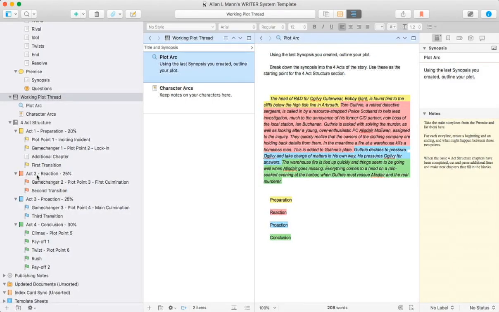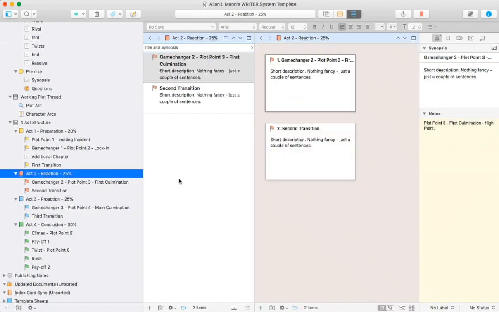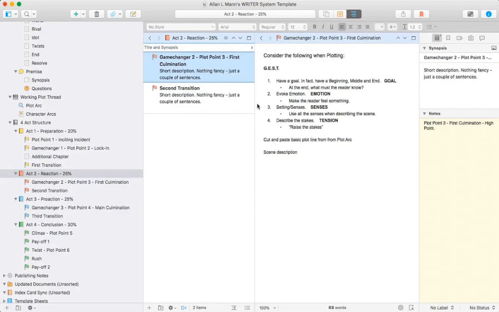And you would do the same for Act 2. So in this case, our Act 2, this magenta, this pink color, I would just copy that, go over to Act 2, and look at how that fits into your game changer and your second transition, the transition into that proactive section of the story.